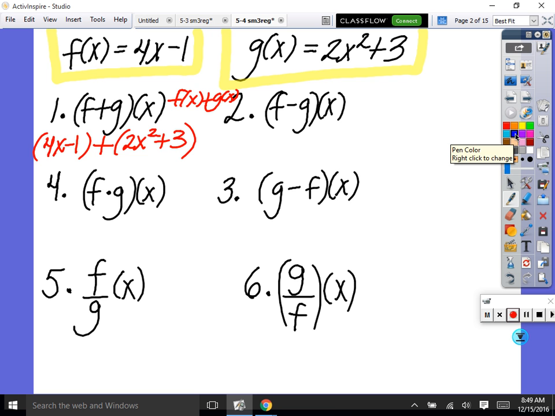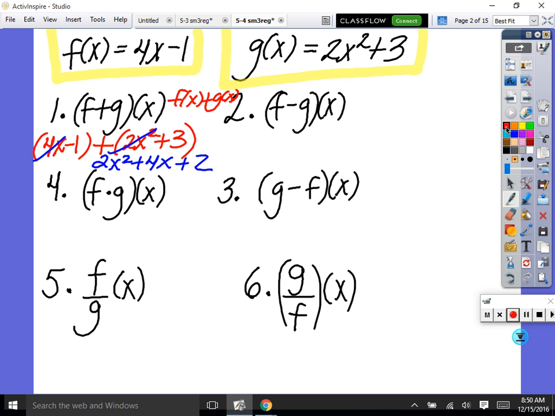2x squared, no other x squared. 4x, no other x's, plus 4x. Is everybody following me? And then 3 minus 1 is plus 2. And we put it in standard form. Everybody good? Okay, let's do another one.